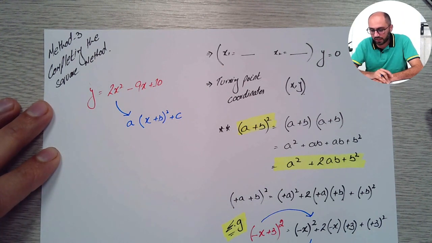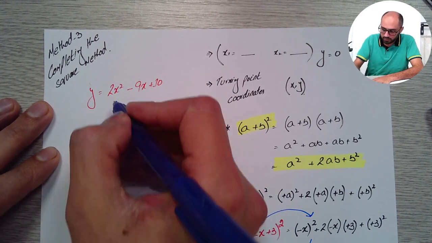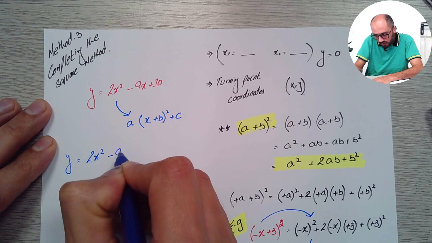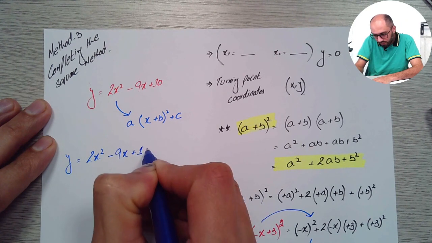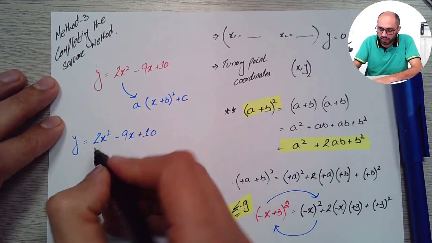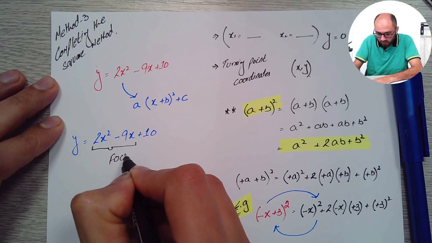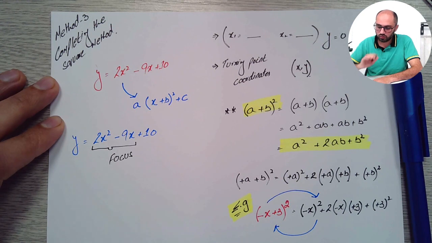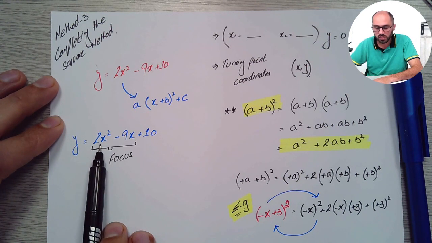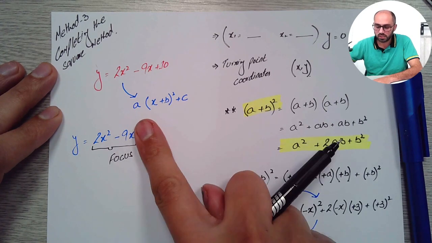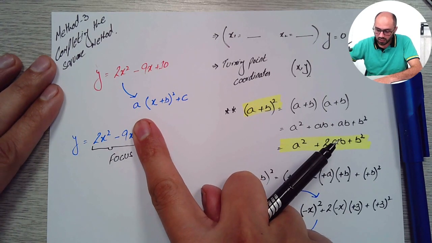Once I've identified that I'm going to use the completing the square method, you will need to recall... I'm going to rewrite this equation, y equals 2x squared minus 9x plus 10. Your focus will always be on the first two terms. So rather than saying first two terms, your focus will always be on a term containing x squared and a term containing x. You will not do anything to this 10 initially.